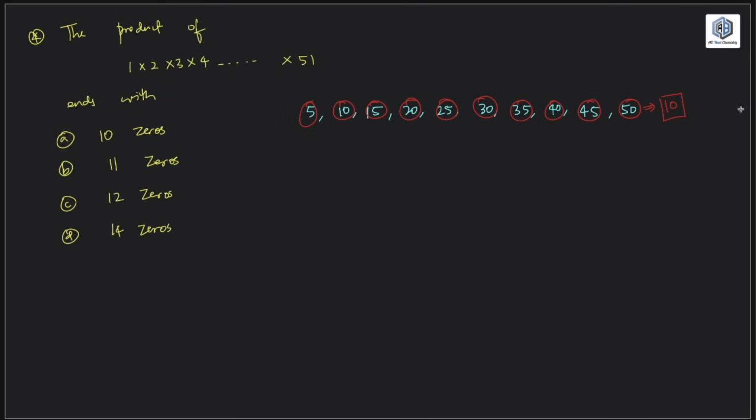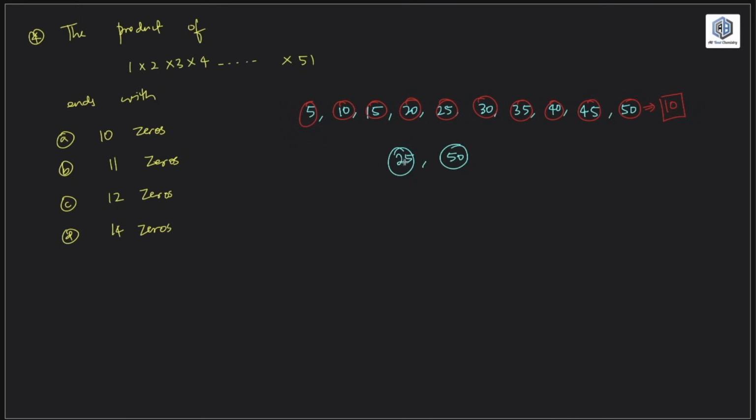Also there is one more thing, 25 and 50. These are additional numbers which are basically multiples of 25, and this 25 also, when multiplied with an even number, is going to give you a multiple of 10, right?